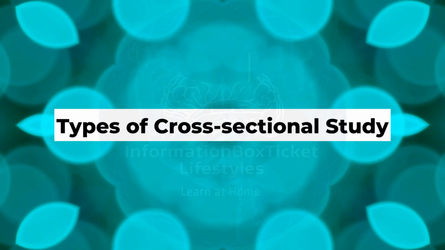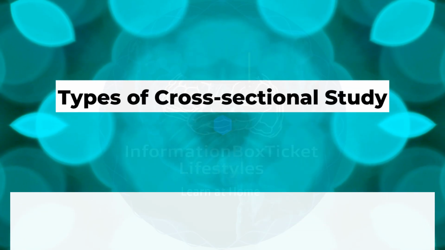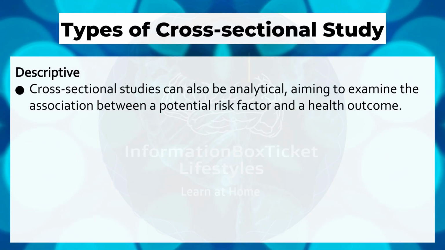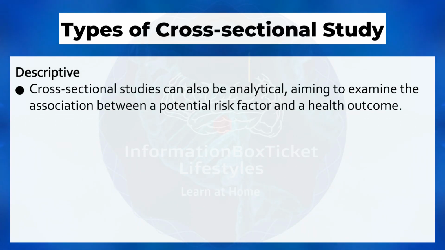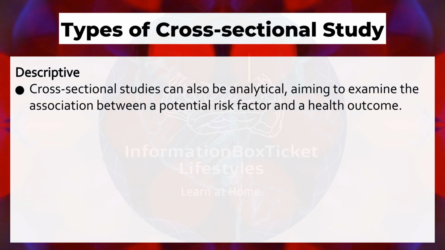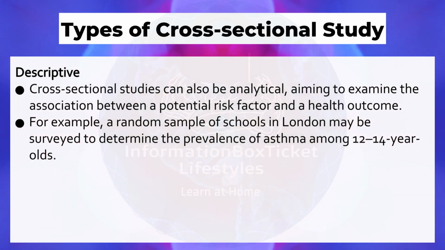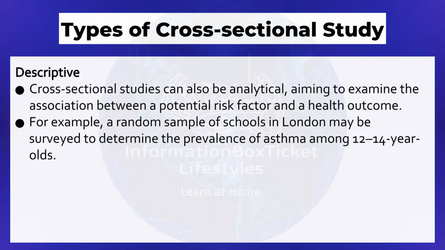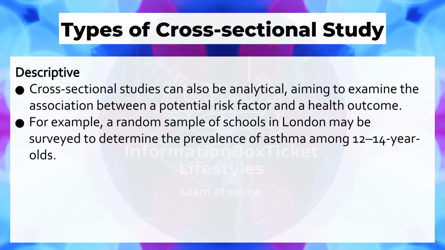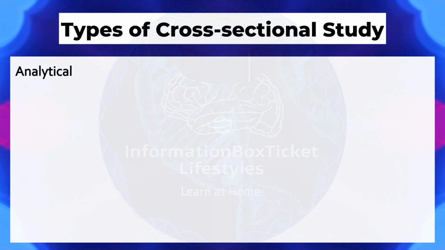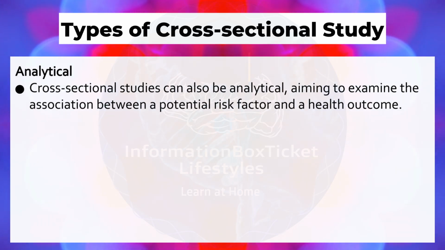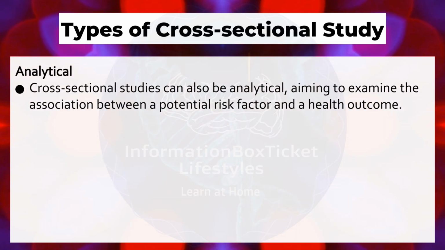Types of cross-sectional study. Descriptive. Cross-sectional studies can be descriptive, used to assess the burden of a specific disease or condition within a defined population. For example, a random sample of schools in London may be surveyed to determine the prevalence of asthma among 12 to 14-year-olds. Analytical. Cross-sectional studies can also be analytical, aiming to examine the association between a potential risk factor and a health outcome.